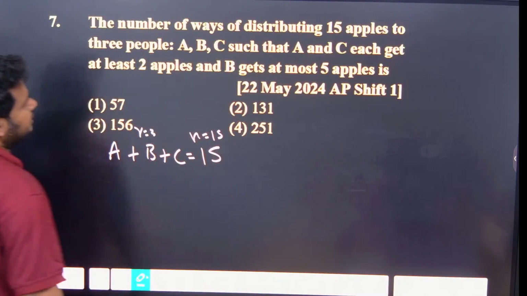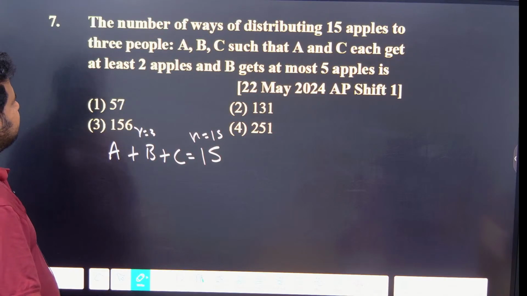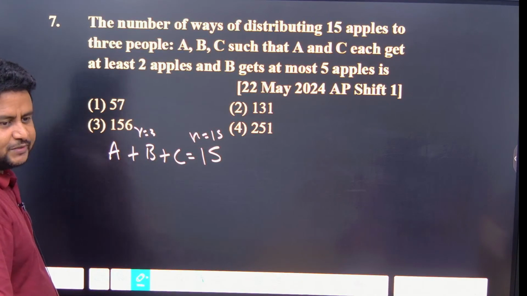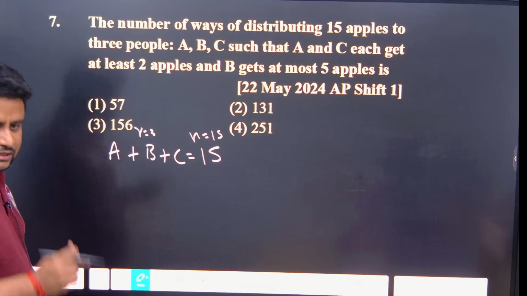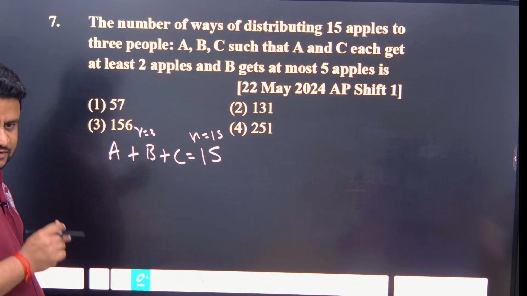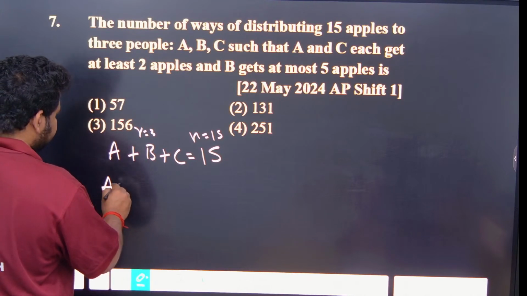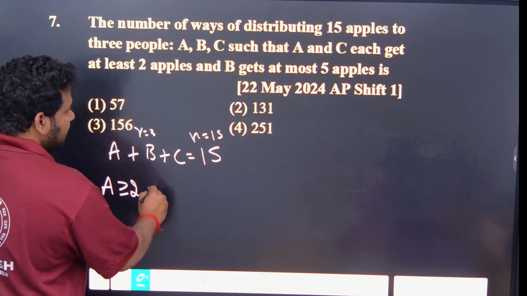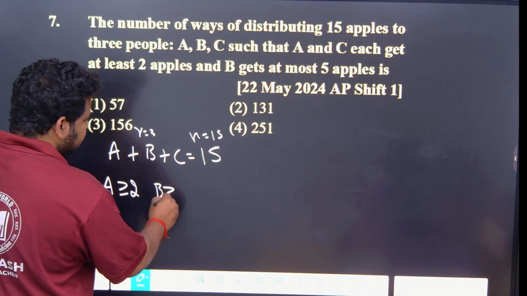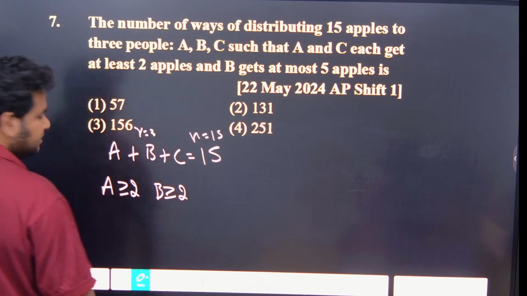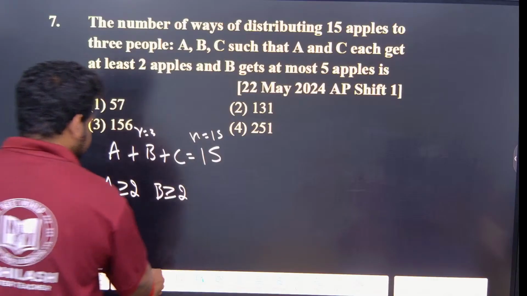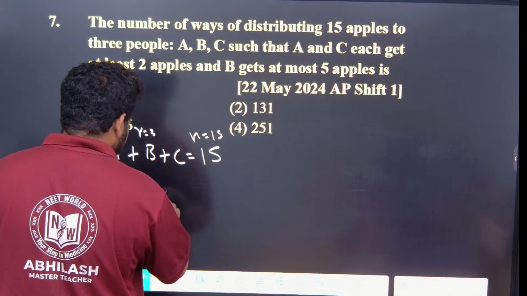Now they are telling such that A and C each get at least 2 apples. At least 2 means it should be greater than or equal to 2. They should get at least 2, 3, 4, anything like that. So A should be greater than or equal to 2, and C should be greater than or equal to 2.